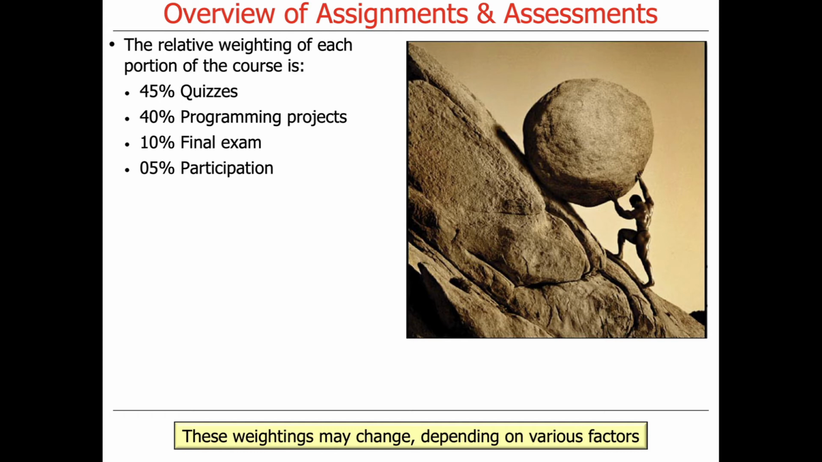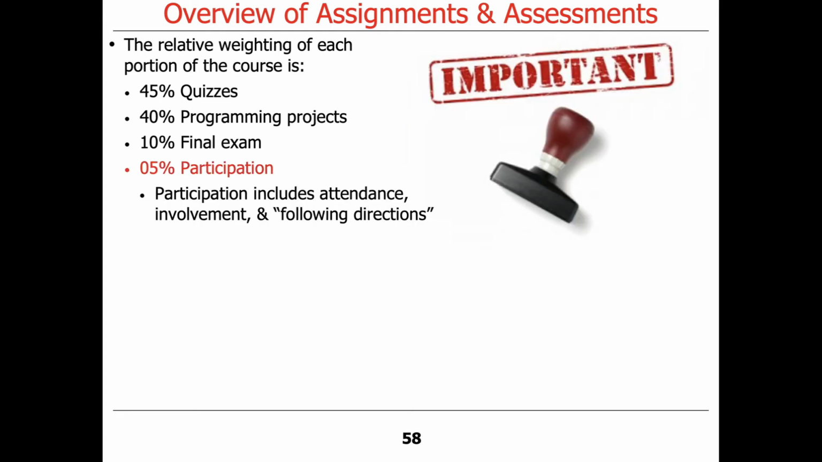5% of participation. Do not squander the participation. This is one of the things that people often don't do, and then they wonder why they don't do as well as they would have hoped. So this includes several things. It includes attending class. It includes being involved, and being involved can be asking questions in class. Being involved can be asking questions on Piazza or responding to things on Piazza.